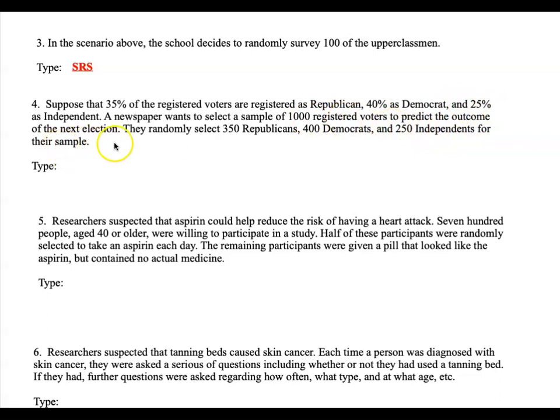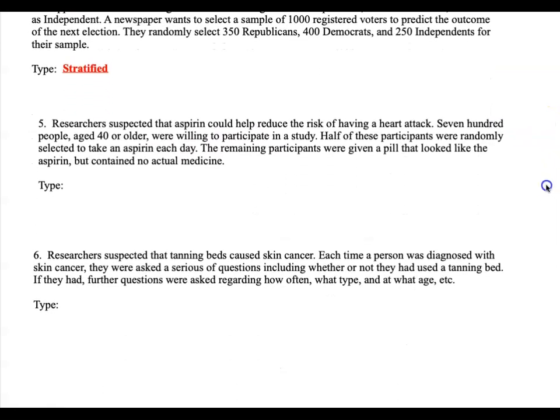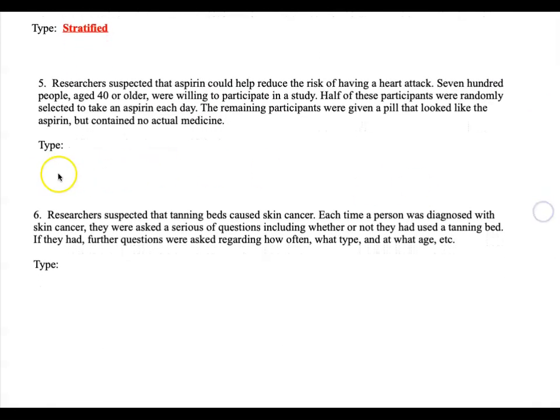Okay? So when I look at this one, we are putting them into homogeneous groups based on their political beliefs or political affiliation, however you want to phrase that. And so that should be stratified. We're putting them into that homogeneous group, and then we're randomly grabbing people out of that homogeneous group.